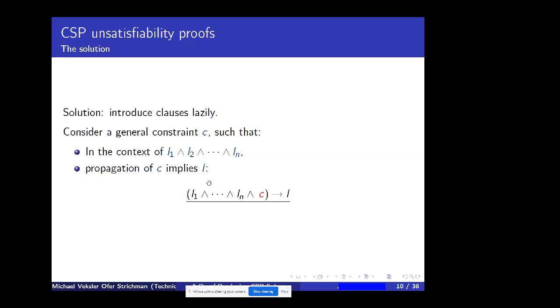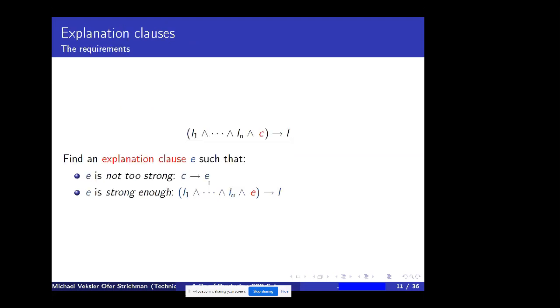We want to replace C. Remember that C is a general constraint. We want to replace C with a signed clause. So how are we going to do this? We're going to introduce something which we call an explanation clause, denoted by E. E has 2 properties. First of all, it is implied by the original constraint, and this is why we know it is sound. And it is strong enough to also imply L in the context of the other literals. Okay, so look at this slide for a minute to understand what an explanation clause is.